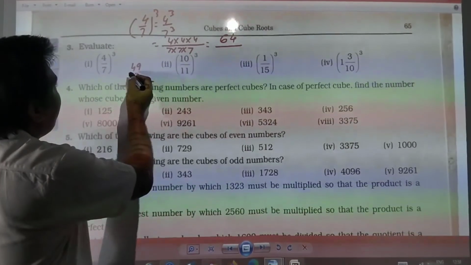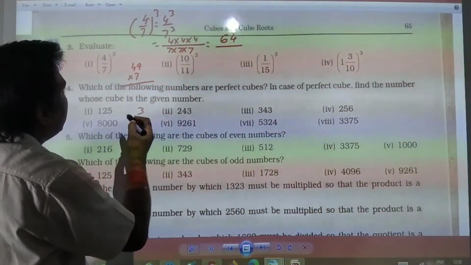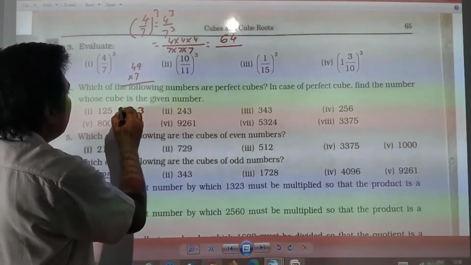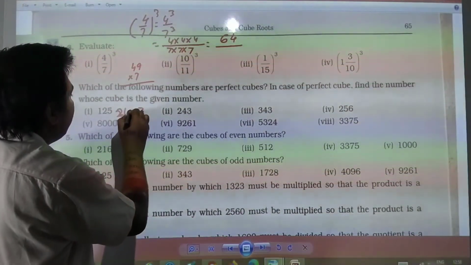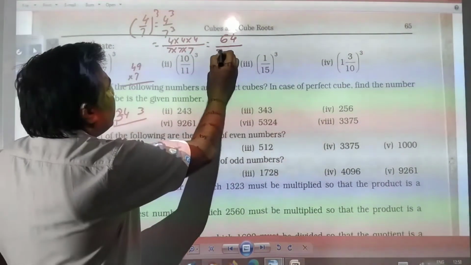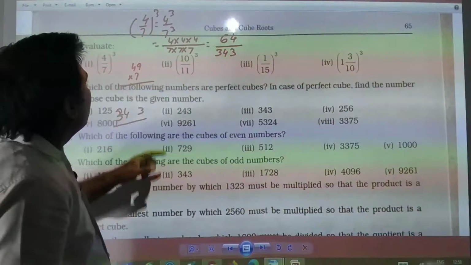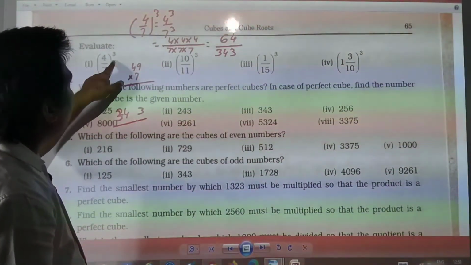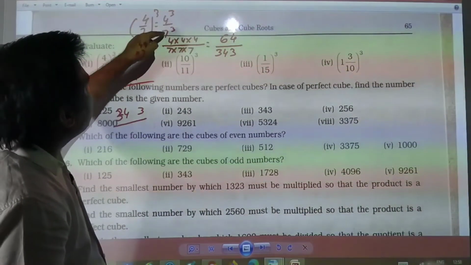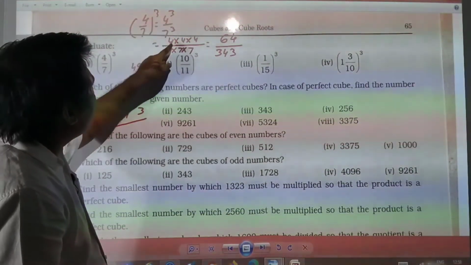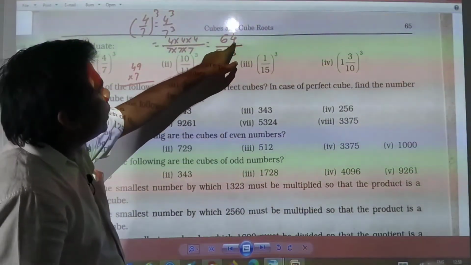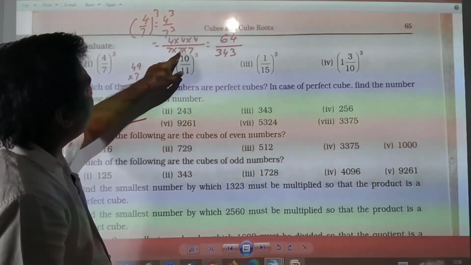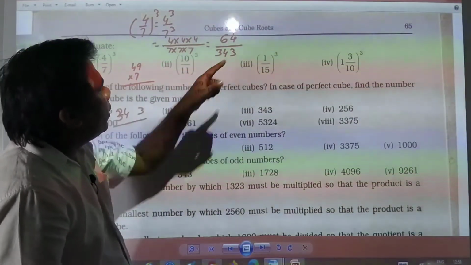7 4s are 28, and 6 more will be 34. So you will have 343. So (4/7)^3 can be written as 4 cube by 7 cube. 4 cube is equal to 4 into 4 into 4, that is 64, and 7 cube is equal to 7 into 7 into 7, that is 343.